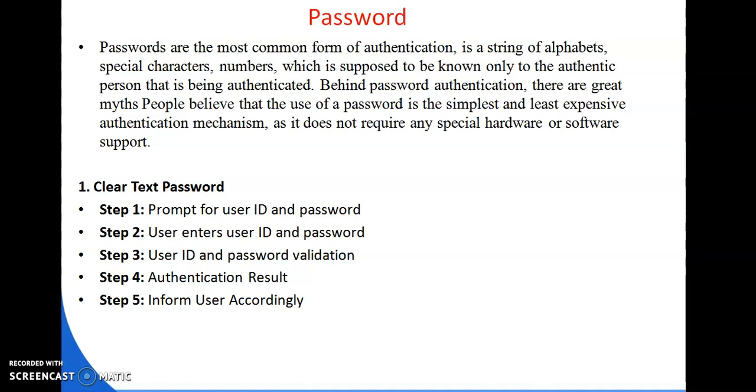Next is step 4, authentication result. In this step, the user authenticator program returns a result to the server based on the success or failure of the validation process of the user ID and the password. Step 5, inform user accordingly. That means based on the result, whether it is authenticated or not, the server sends the result to the user. If the authentication results are correct, then the server sends a menu of options to the user, which contains various actions for the user to perform. If the authentication fails, then the server sends an error message to the user.